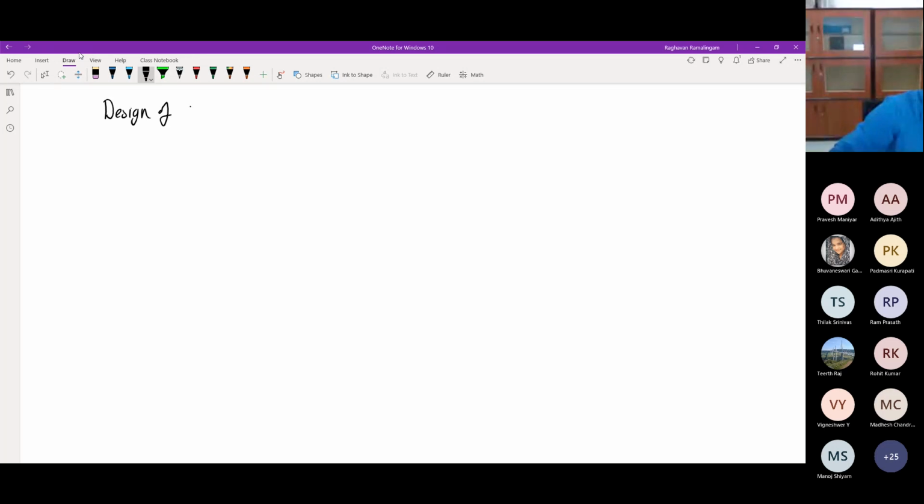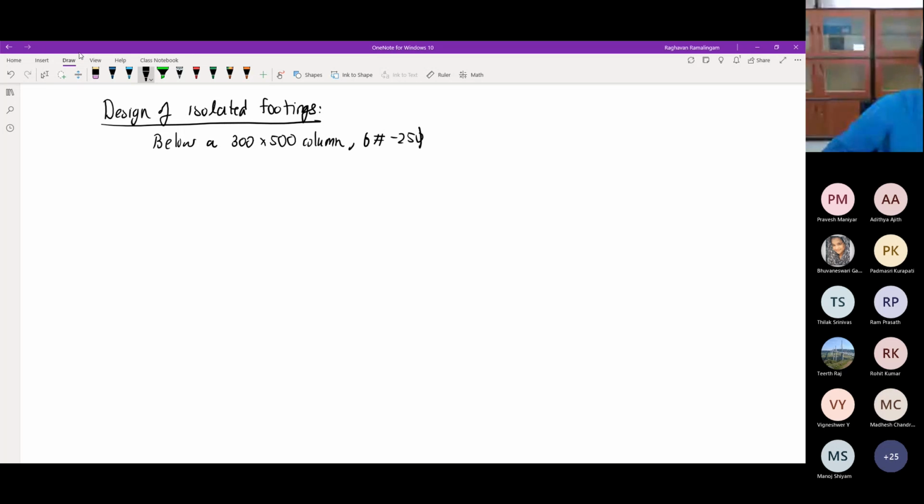So design of isolated footings. I have an isolated footing which is below a 300 by 500 column, and this column has 6 numbers of 25 mm diameter bars.